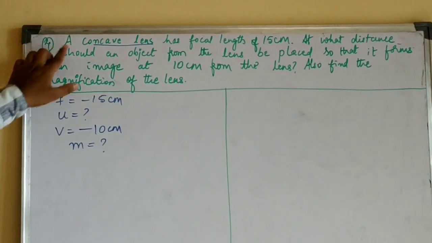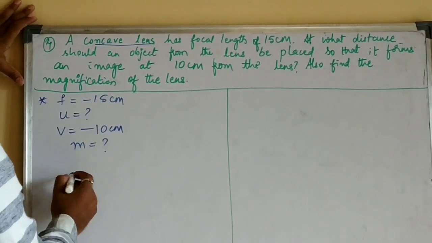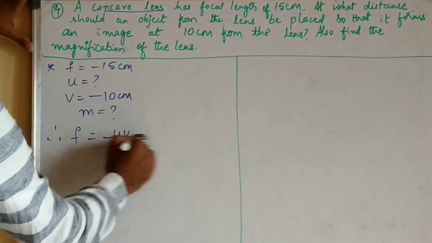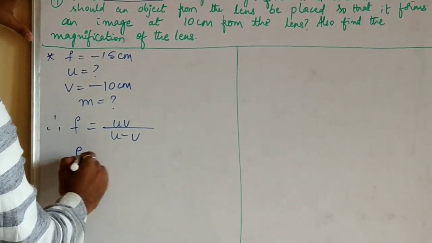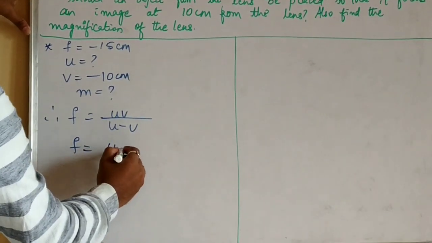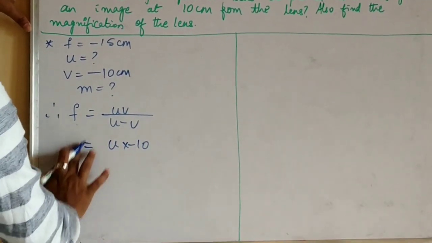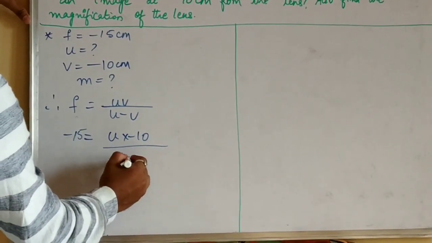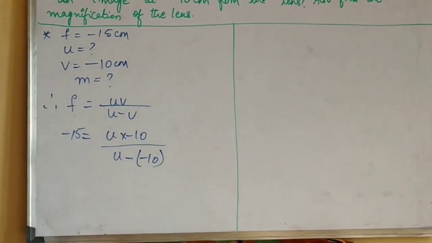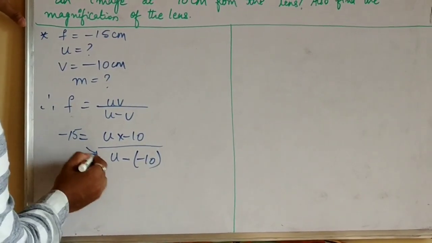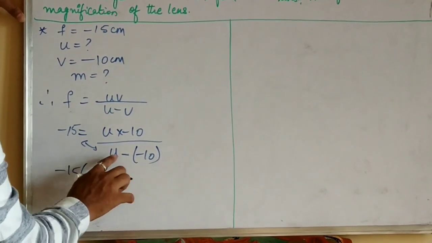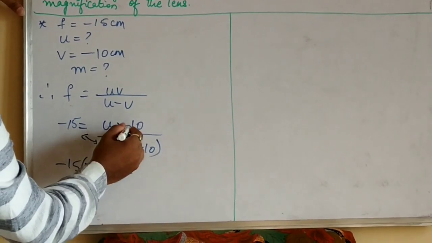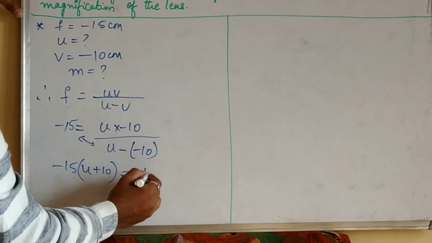object distance. Now it is a concave lens. So whatever it may be, use the same formula. Therefore, F is equal to product by difference, UV by U minus V. F is equal to, you don't know U, but you know V, that is minus 10, and F is also given, that is minus 15, divided by U minus V, minus of minus 10. Okay. Now if you cross multiply, minus 15 into U, minus into minus is plus, so U plus 10 is equal to, plus into minus is minus, U into 10 is 10U, minus 10U.